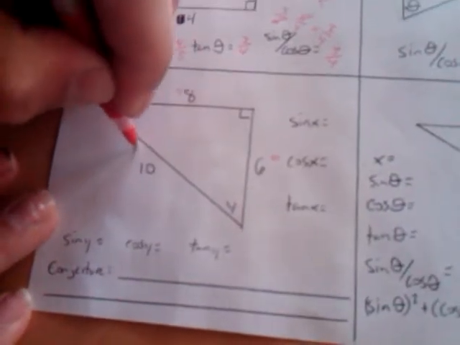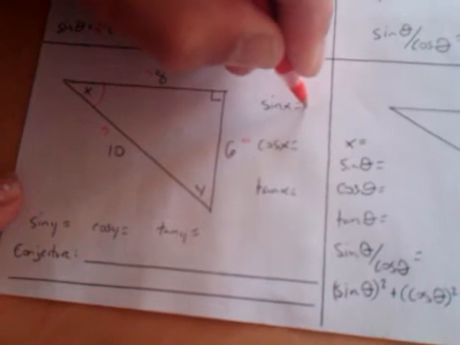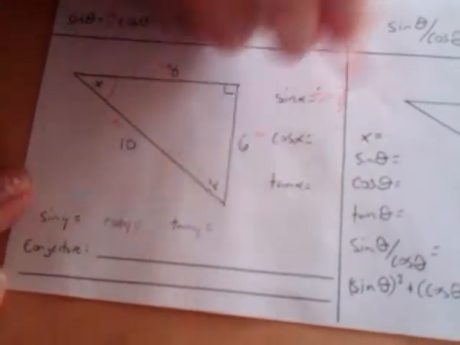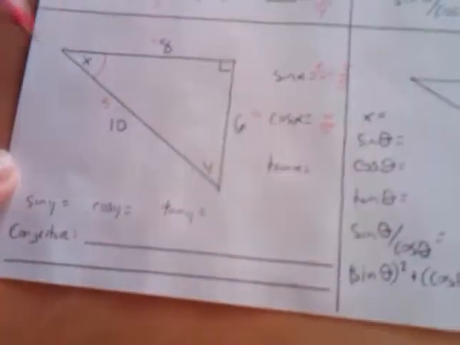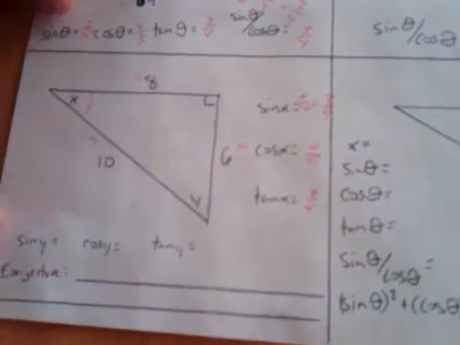Alright, this one, sine of x. Well, here's x. So for x, this is opposite, this is adjacent, this is hypotenuse. So sine would be 6 over 10, which reduces to 3 over 5. The cosine would be 8 over 10, which reduces to 4 over 5. And the tangent would be opposite over adjacent, 6 over 8, which would reduce to 3 over 4.